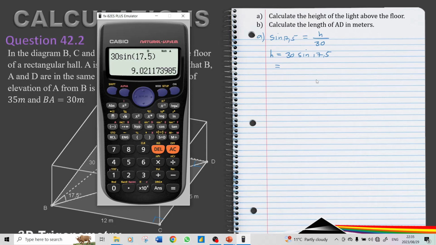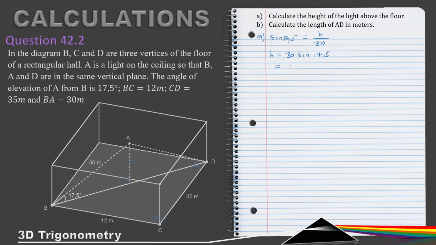Okay, that's 9,02. Right. Now for B, calculate the length of AD in meters. Now, this seems like AD might be equal in length to BA, but that's not stated. If the light was in the middle of the room, then it would have been, but it's not given. So we're going to have to go the long way and actually calculate AD.